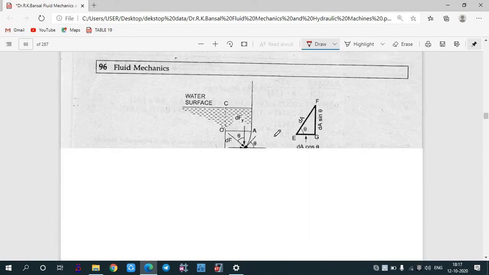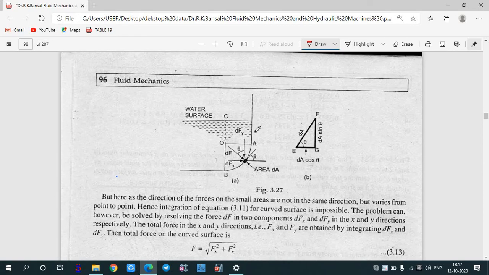For that, you need to understand this diagram. As you can see, there is a jar over there. From point A to point O to point B, there is a curved portion, in the form of a quadrant of a circle. In order to calculate this, we need to consider a small area. Previously, in case of inclined, horizontal or vertical plane, we had to take a small strip and then integrate it. But in this case, we need to take a small area. So there is a small area dA.